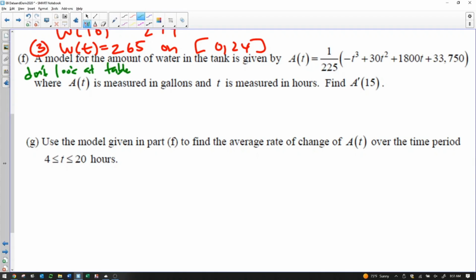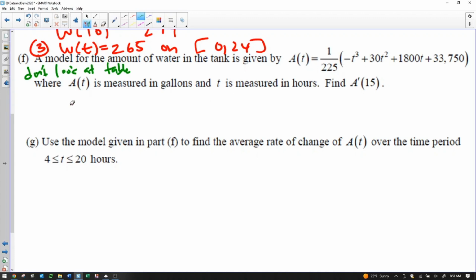I don't know if you understand it. They're saying that table is a bunch of random values for the amount of water. But now I'm giving you a formula for the amount of water. Use this instead. That's what they're saying. Even though this is part of the question that's in the table, you don't use the table for this. They're just saying find A prime of 15.